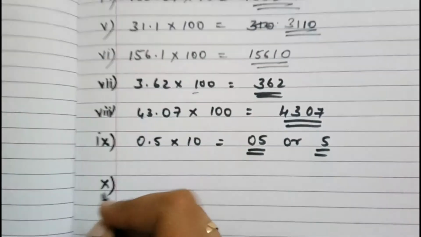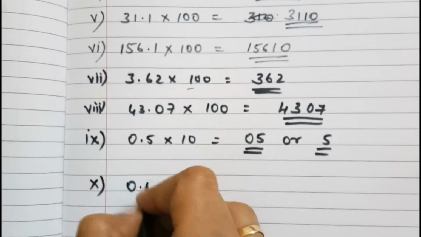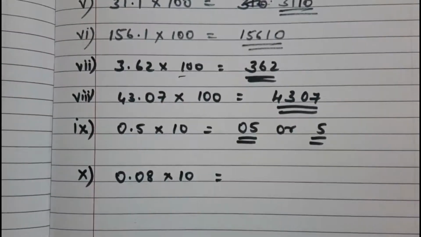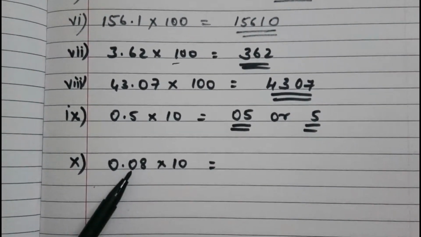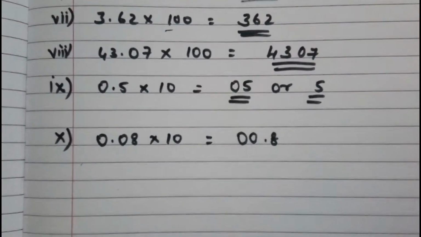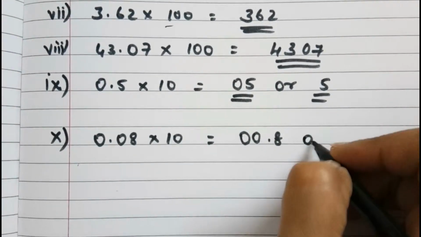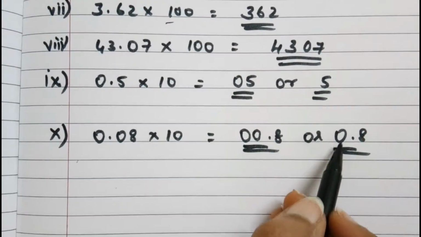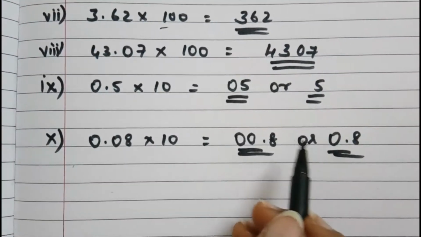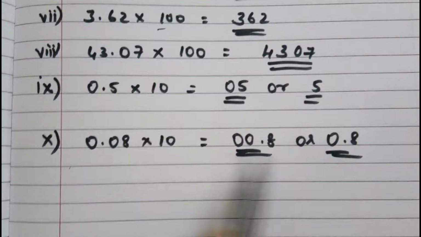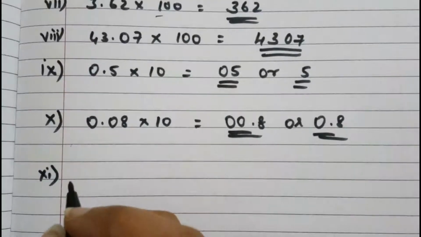Clear? Now we'll move towards question number 10. Question number 10 says 0.08 into 10. Now see what will be here. Since there is 1 zero, it will move towards right. So what will be the answer here? 0.8. So you can either write it as 0.8 or 00.8. Clear? Because any number, you write 10 zeros or 5 zeros, there is no value because there is only 0. And this is important.